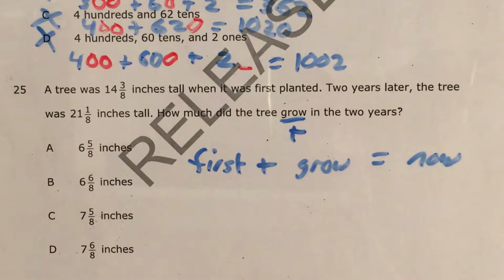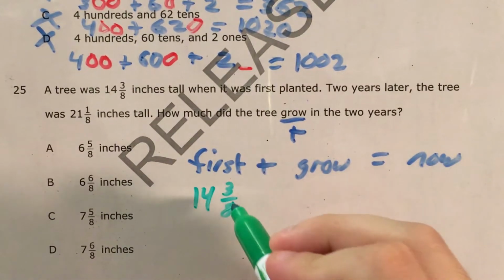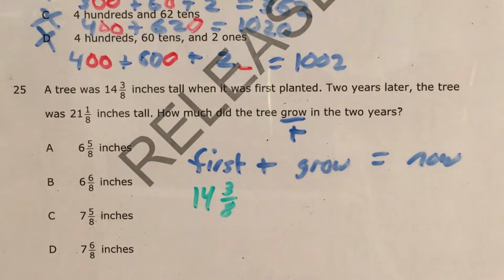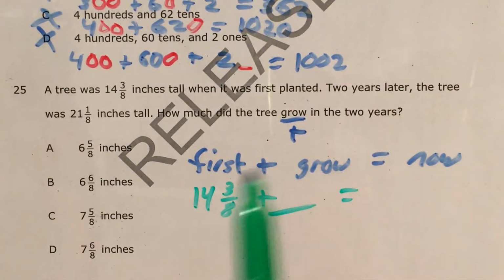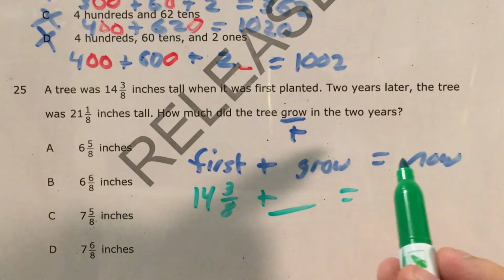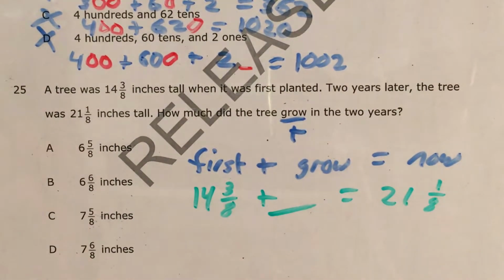So if I'm going to fill in some of those numbers, it was first 14 3/8 inches tall. We're trying to figure out how much it grew, so that's our unknown number, and that equals, in terms of how tall it is now, 21 1/8.